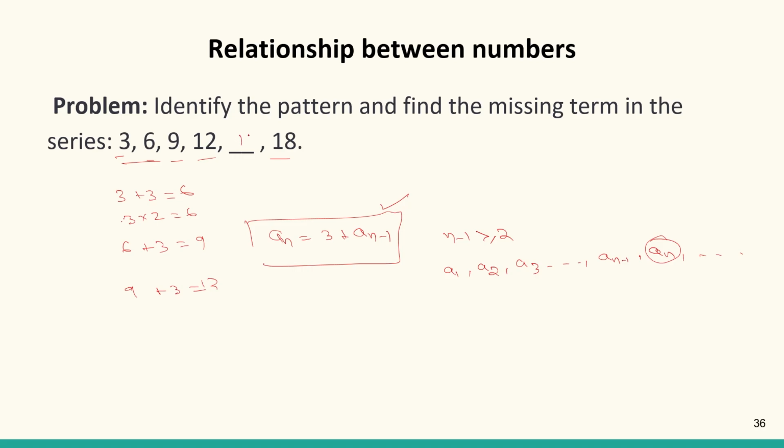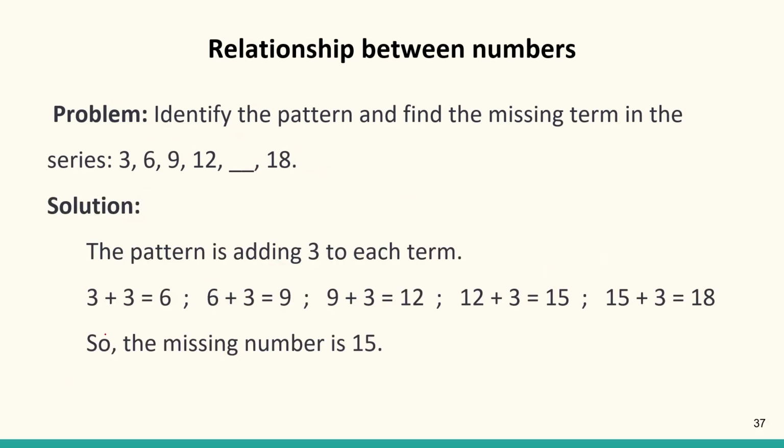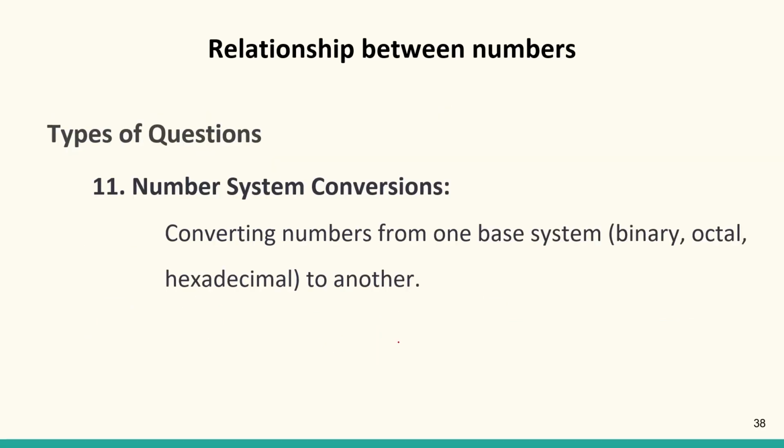It will be 15, as 12 plus 3, 15, and 15 plus 3 is equal to 18. So the pattern is verified in this step. Okay, so 15 will be the final answer. Okay, here you can see the pattern. Okay, and 12 plus 3 is equal to 15, 15 plus 3 is equal to 18, so the missing number is nothing but 15.